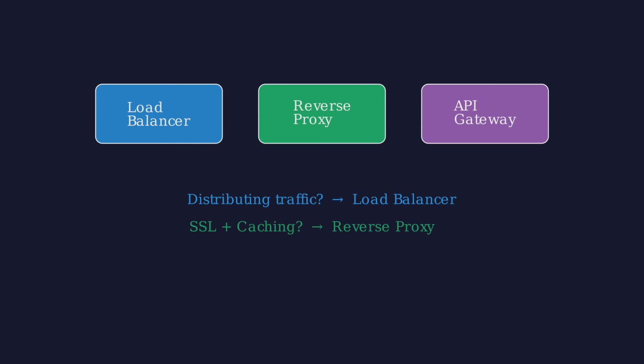The choice between them depends on your specific needs. Are you just distributing traffic? Use a load balancer. Need SSL termination and caching? Add a reverse proxy. Building a microservices API? Consider an API gateway.